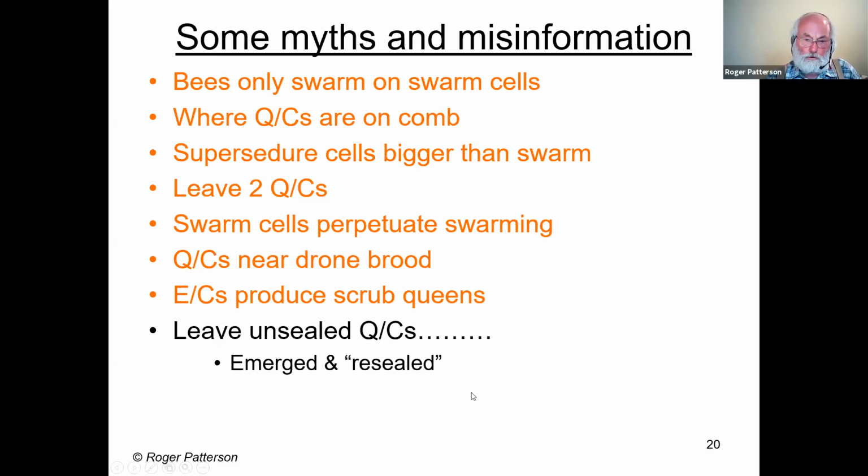Now the trick, of course, is just with your fingernail or a hive tool, just touch the tip of the queen cell if you want to leave one that's sealed. And if the tip comes off easy, probably what you'll find is a dead worker upside down.